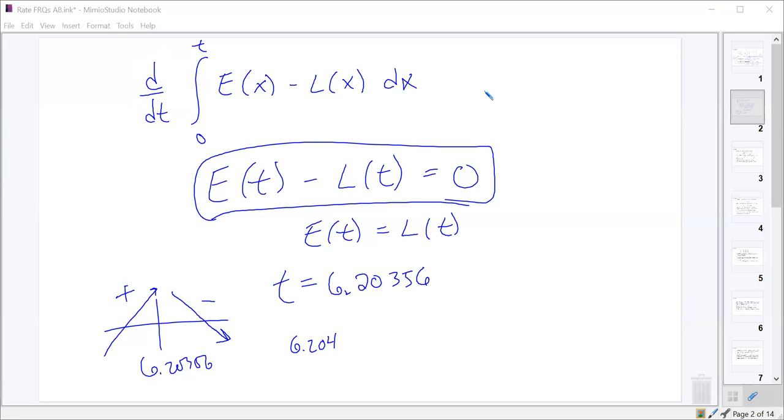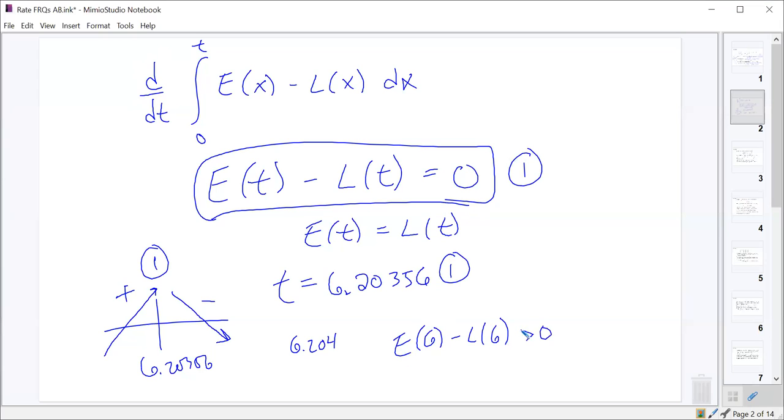Cool. And how many points was this? This was worth 3 points. So 1 point if you set this equal to 0, 1 point for this answer, and 1 point for the justification. And you would need to show that E of 6 minus L of 6 is greater than 0, and that something like E of 7 minus L of 7 is less than 0.